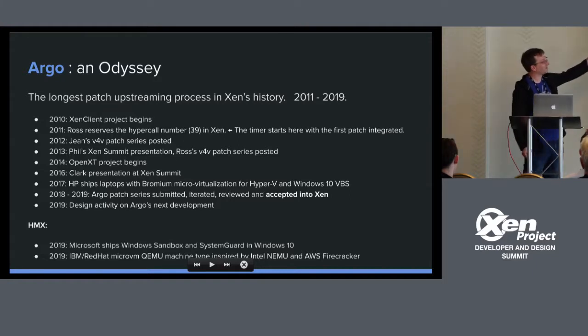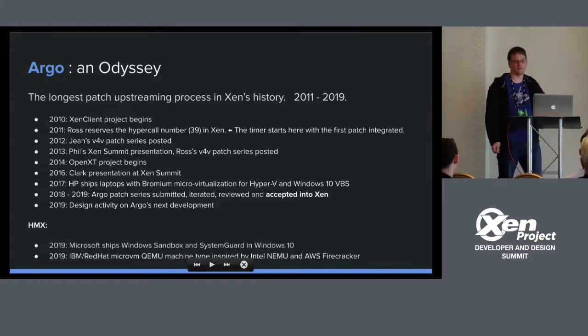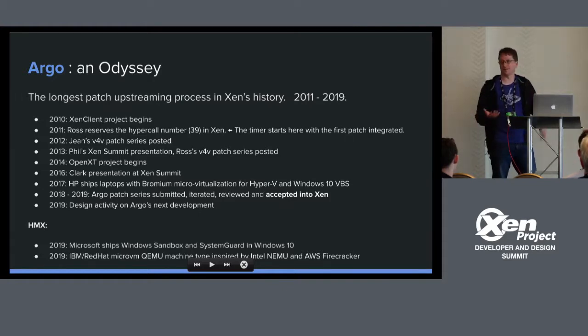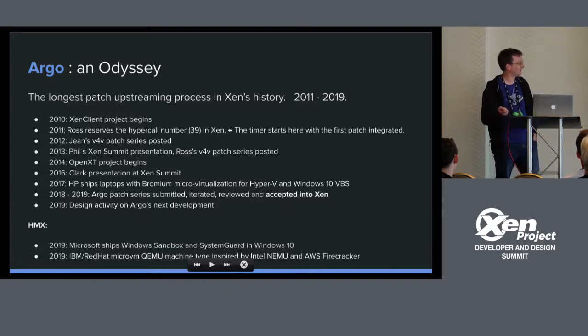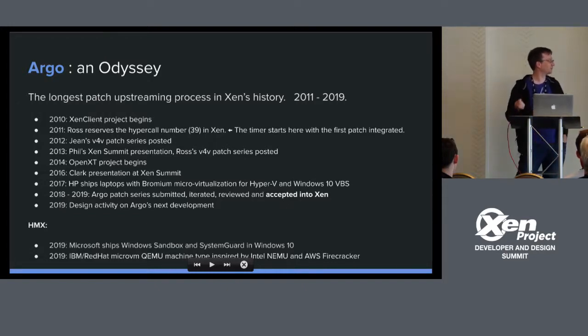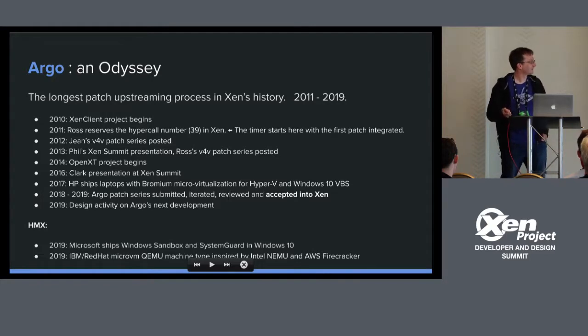2011 is when I think the clock starts. That's when Ross reserved hypercall number 39 in Xen. Jean produced a patch series, several iterations of the patch series of v4v submitted to Xen Devel. You can find it in the archives. It's good, interesting reading. A lot of input from a lot of people. Phil prepared a presentation at the 2013 Xen Summit. Ross picked up from where Jean handed over with another round of patch series.